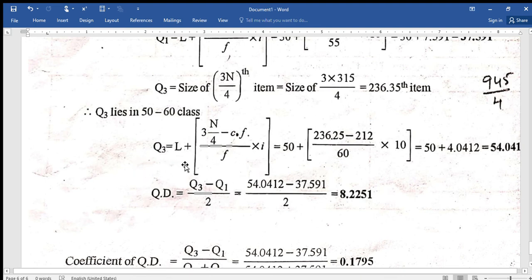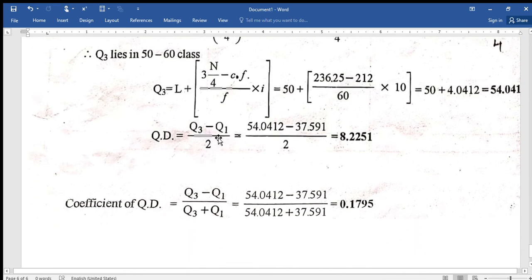So if we substitute the values in the formula, the third quartile is equal to L plus 3 into n by 4 minus Cf by f into i. This is the formula. If we substitute the values it will be like this: 236.25 minus the cumulative frequency 212 divided by the f value 60. The lower limit is 50. If we simplify this, our value will be 54.0412.